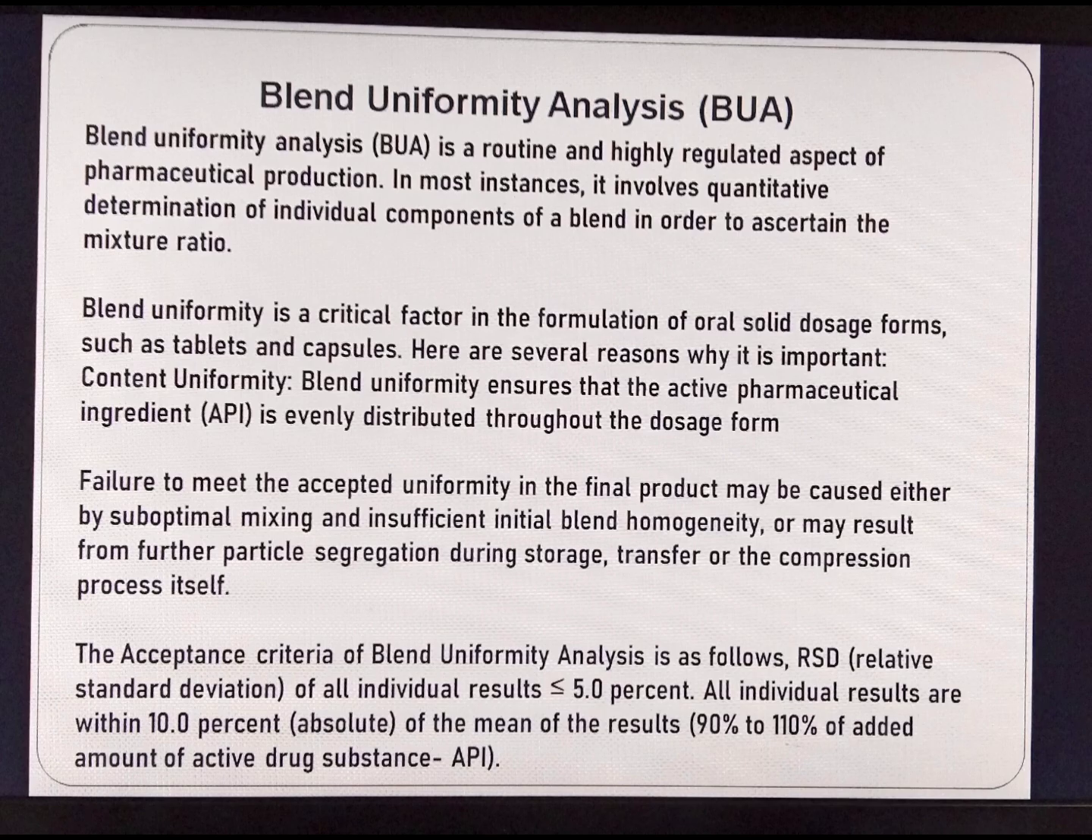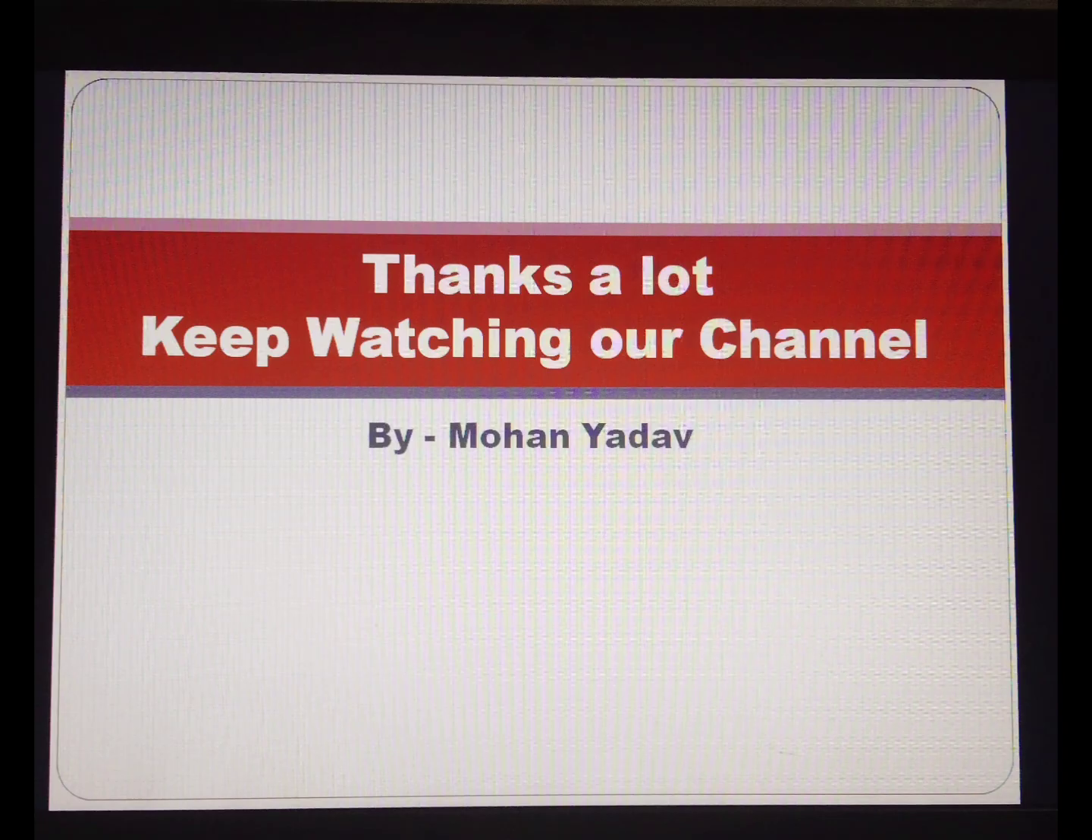The acceptance criteria of blend uniformity analysis is as follows: RSD, relative standard deviation of all individual results, is not more than 5%. All individual results are within 10% absolute of the mean of the results, 90% to 110% of added amount of active drug substance, that is API.